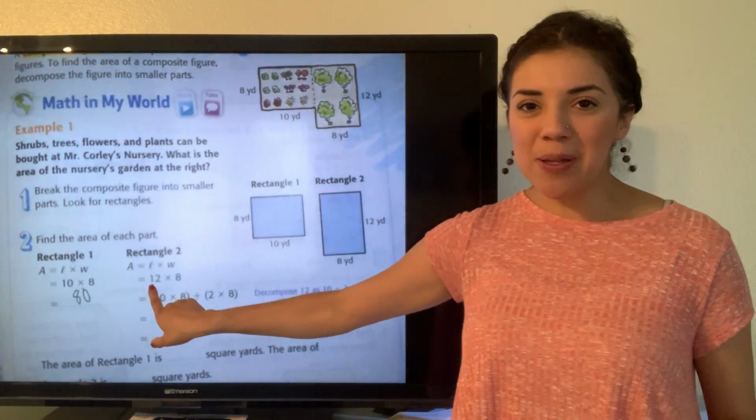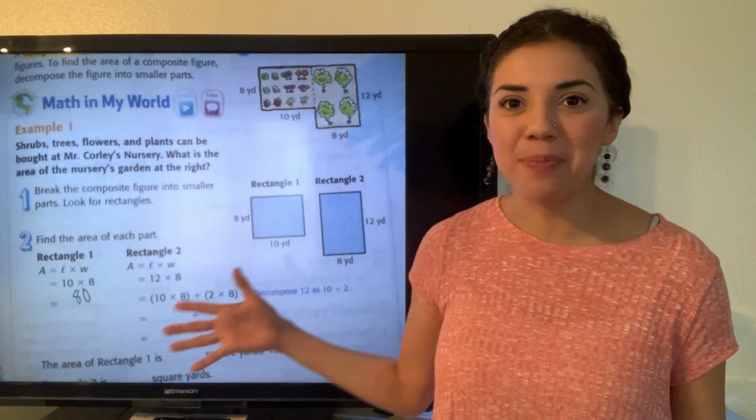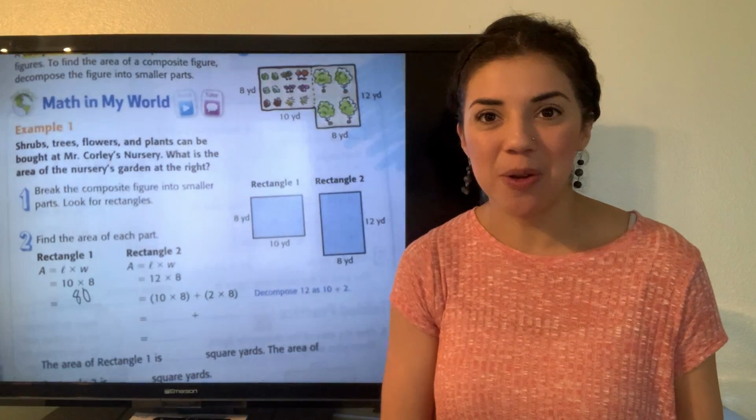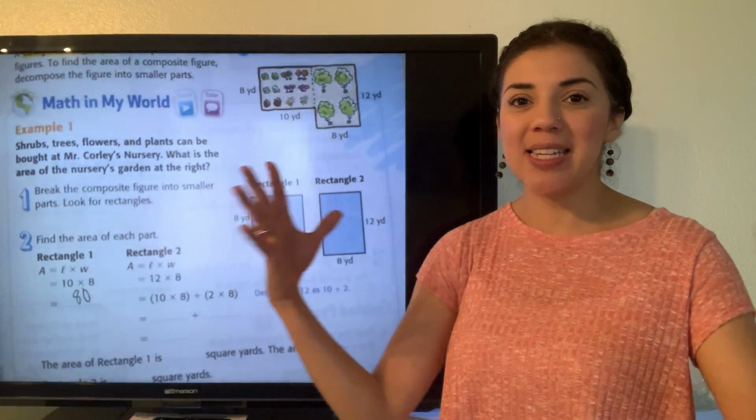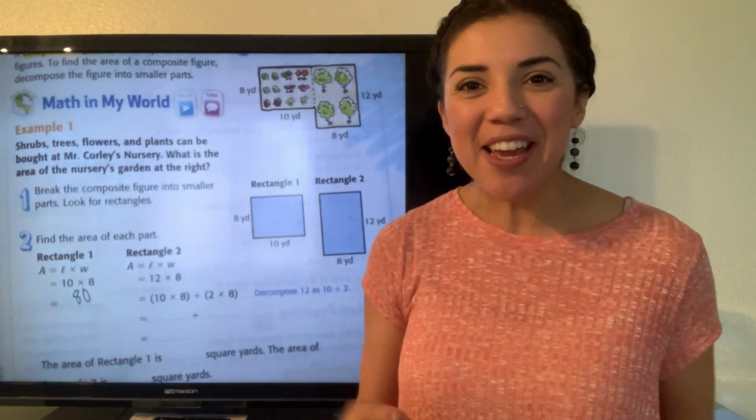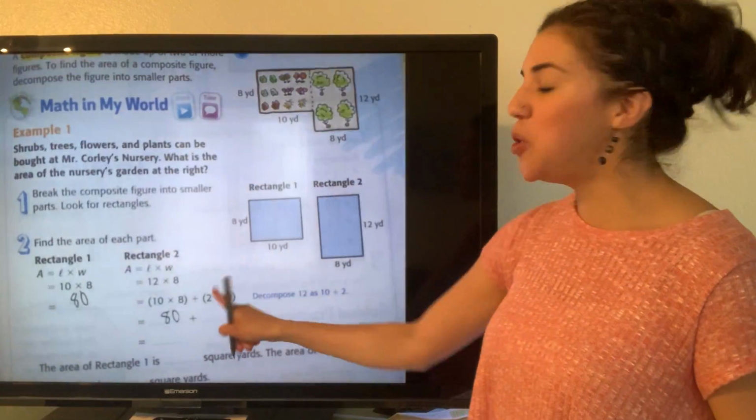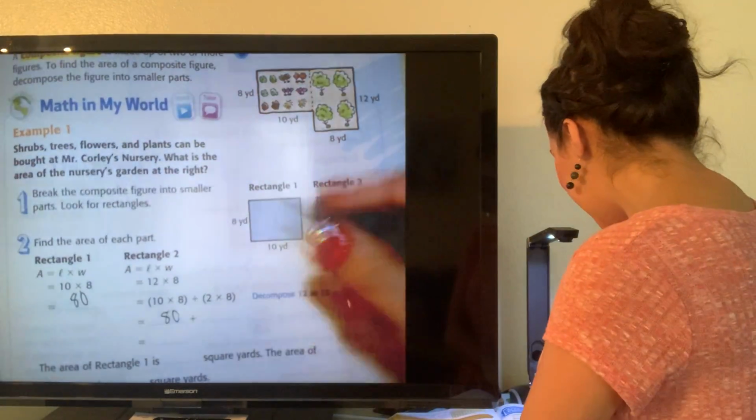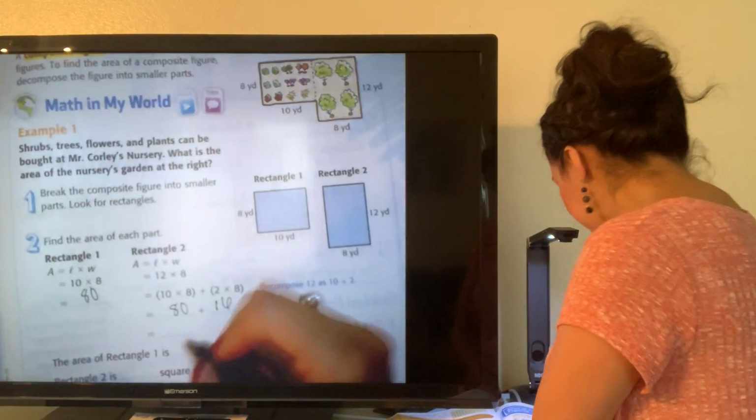So they decomposed the 12 into 10 and 2, and then they multiplied both numbers by 8, distributive property, like we did before. Now it's easier to multiply because I made my numbers smaller. 10 times 8, we know is 80. And then 2 times 8, 16. And so 80 plus 16, 96.